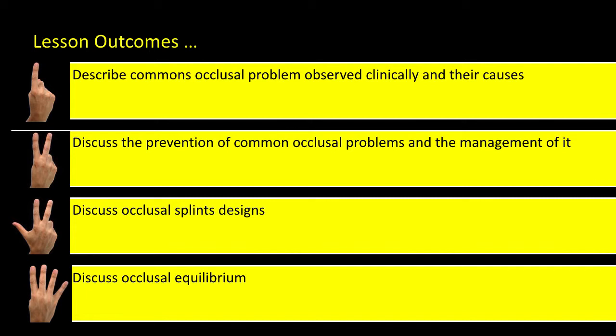This Lesson 6 will be divided into 2 sections. Section 1 is managing occlusal problems, and Section 2 is about occlusal splint and occlusal equilibrium. Let's get started.